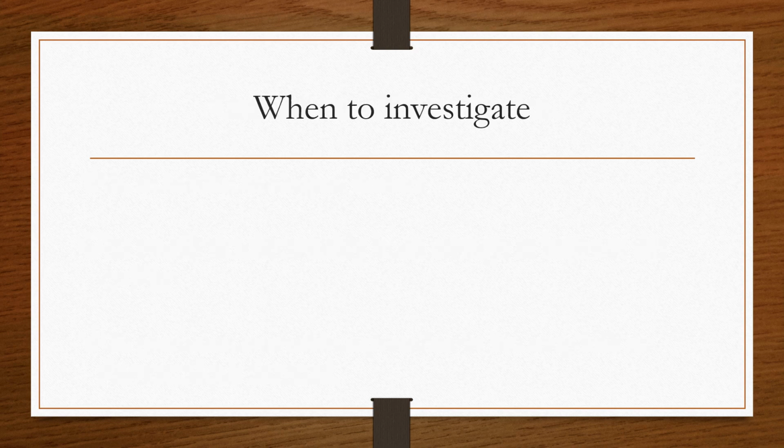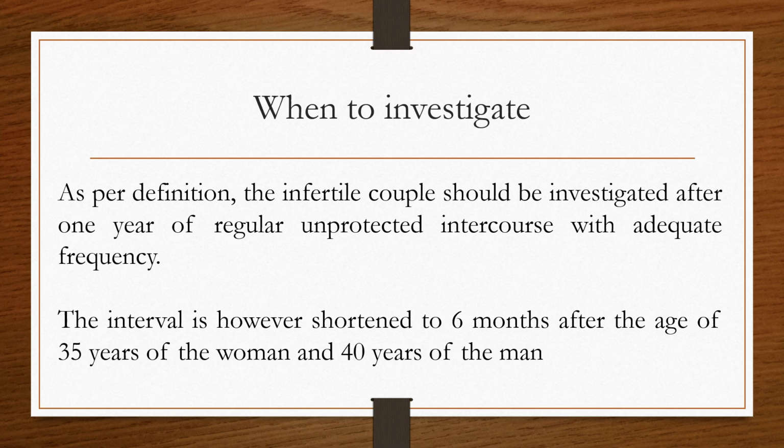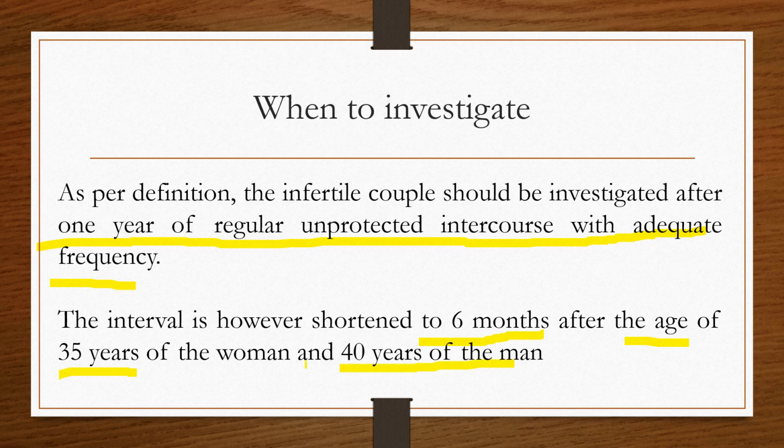Now, when to investigate? As per definition, the infertile couple should be investigated after 1 year of regular unprotected intercourse with adequate frequency. But the interval may be shortened. Instead of 1 year, it may be shortened to 6 months if the woman's age is 35 years or more and the man's age is 40 years or more.